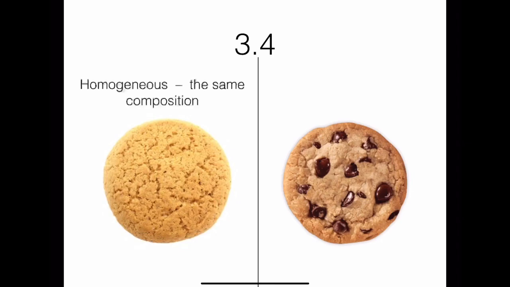So for example, the one on the left is what we would call a homogeneous mixture. This refers to something that has the same composition throughout. So it doesn't matter if I take a bite of the sugar cookie from here or from here, it's going to taste the same. Another example of this would be something like peanut butter. Doesn't matter where you take a spoonful from the jar of creamy peanut butter, one taste will taste exactly like another taste from another place in the jar.